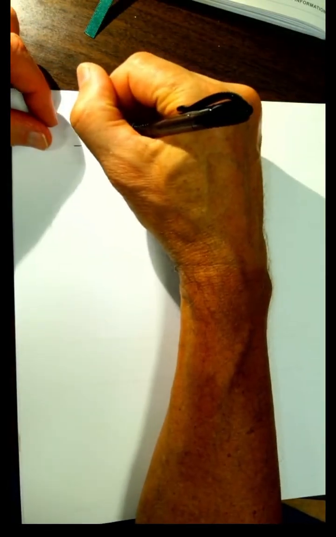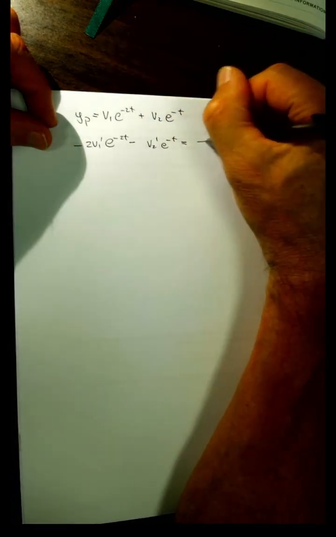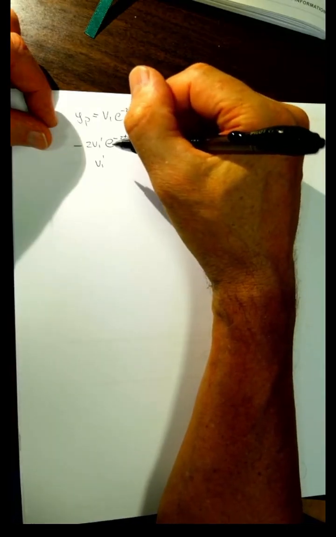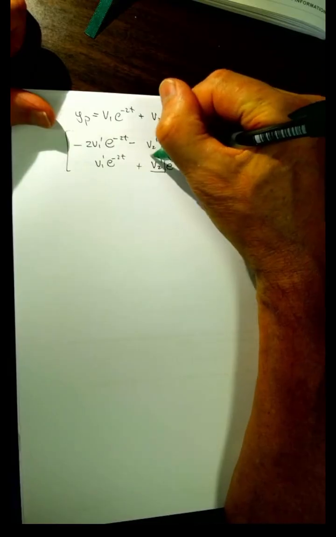We got minus 2 v1 prime e to the minus 2t minus v2 prime e to the minus t equals 1 over 1 plus e to the 2t. And the other equation is v1 prime e to the minus 2t plus v2 prime e to the minus t is 0. These are my two equations, two unknowns. I am going to solve the second equation for v2 prime and plug it into the first equation.